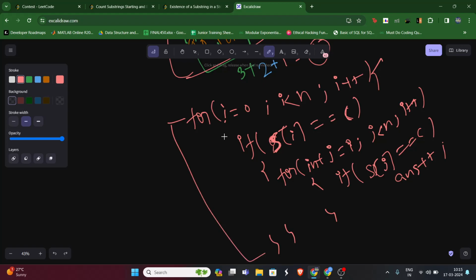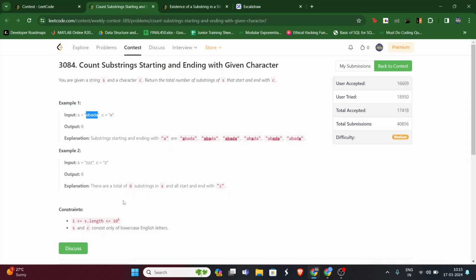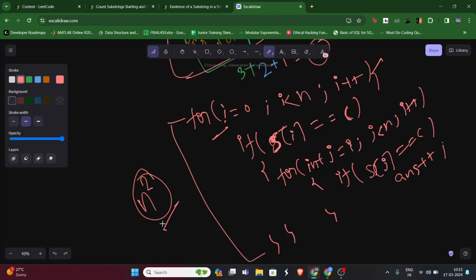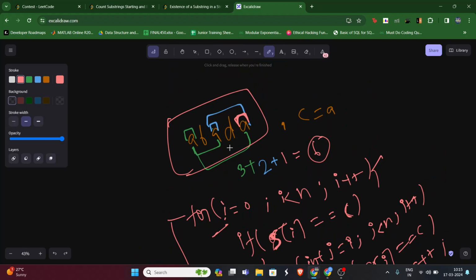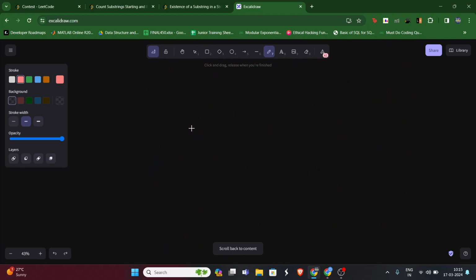But what is the problem? The problem is that we are running a nested loop that will take O(n^2). If we look at the constraint, it is 10 to the power 5, so we cannot run an n square loop. So how can we solve it? If you look carefully, you'll realize something. Let me copy this example again: A B A D A.